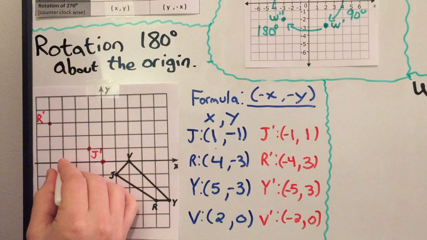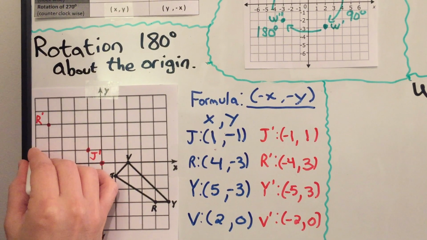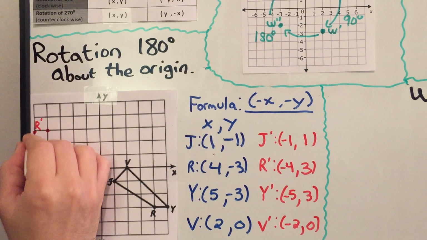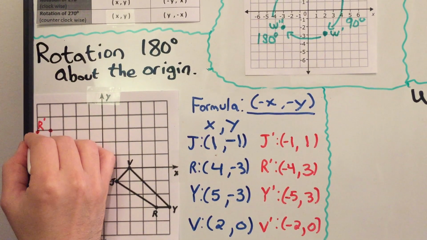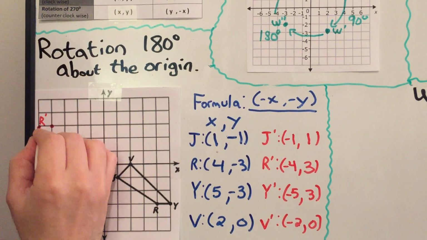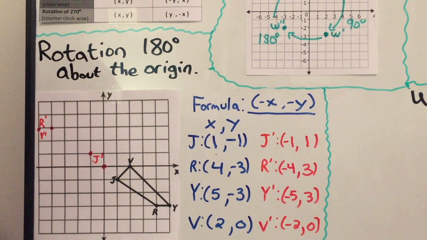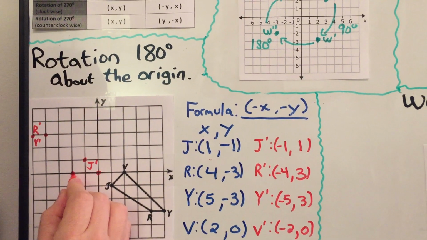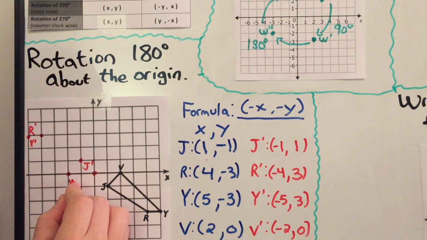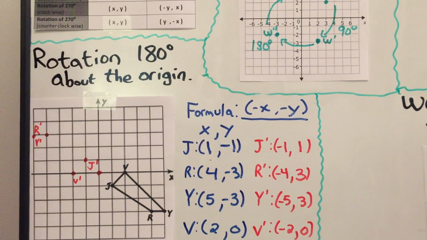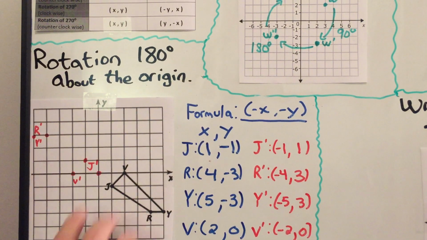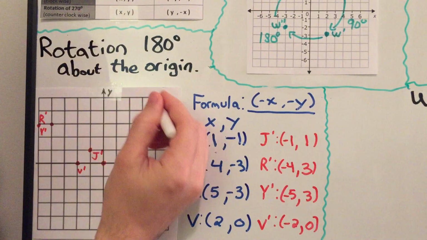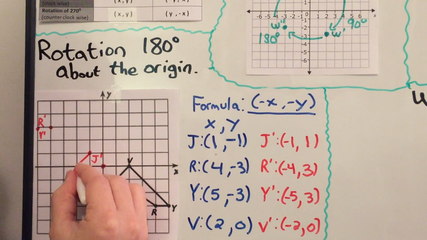Negative 5, 1, 2, 3, 4, 5, and 1, 2, let's see, what was it? 1, 2, 3. And what was that? That was Y prime. And then we have V prime. That is negative 2, 0. So we'll put V prime right there. And like I said, it should land in this quadrant. That's 2 quadrants away, which would make 180.